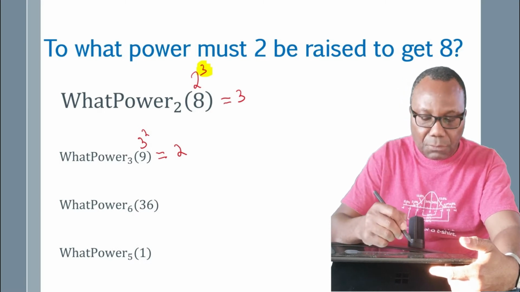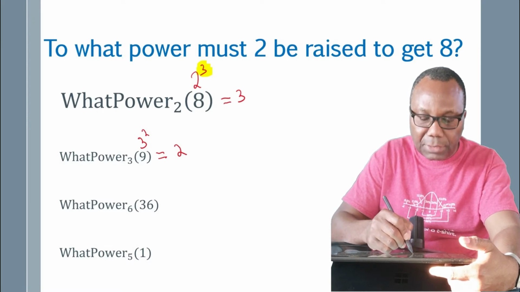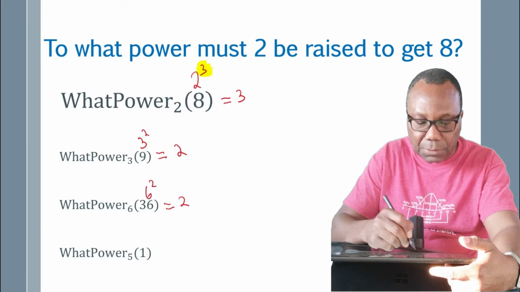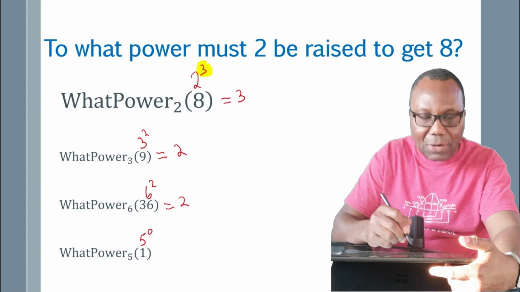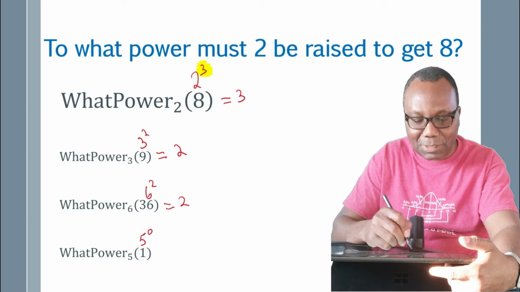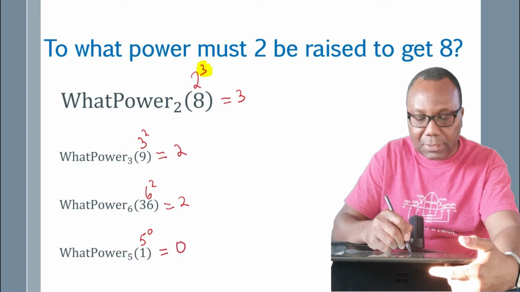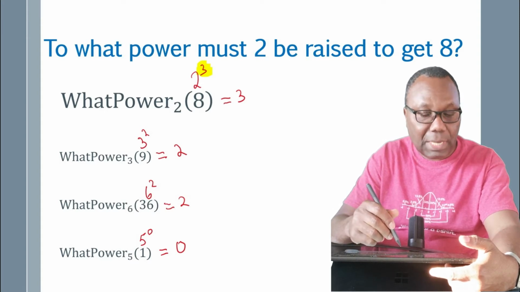Okay, so now let's come back. We know that the answer for 36 will be 2 because 6 to the power of 2 is 36. Also, this must be 0. I hope you got that, because it was a little bit tricky, because 5 to the power of 0 is 1. So that's basically what we're going to be talking about.